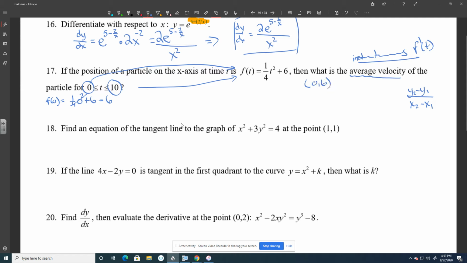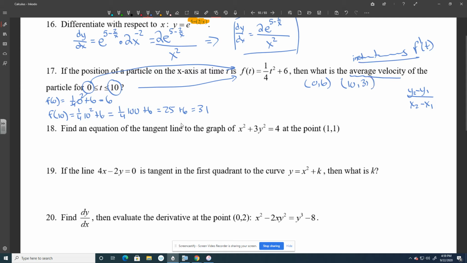My other point, I'm going to plug in 10. So f of 10, because that's my interval that I'm looking between. So that's 1/4 times 10 squared plus 6, which equals 1/4 times 100 plus 6, which equals 25 plus 6, which equals 31. So my second point is (10, 31).